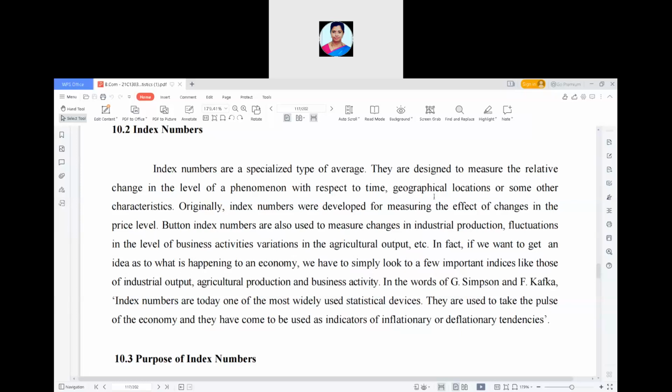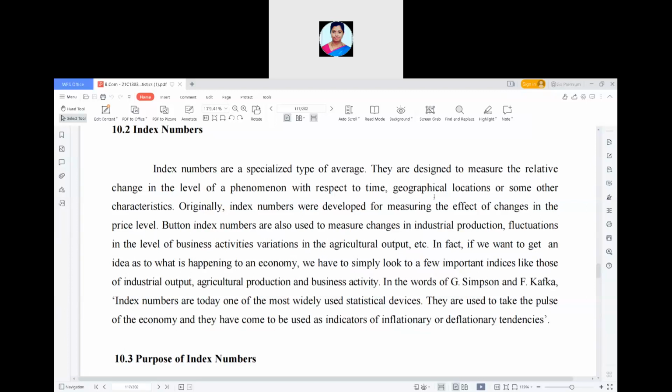Index numbers are today one of the most widely used statistical devices. They are also used to take the pulse of the economy, and they have come to be used as indicators of inflationary or deflationary tendencies. Likewise, Maslow gave the definition for index number in this manner: it is a numerical value characterizing the change in complex economic phenomena over a period of time or space.